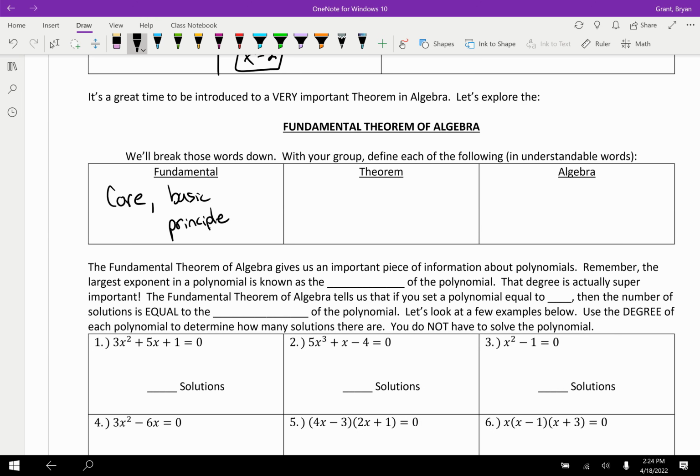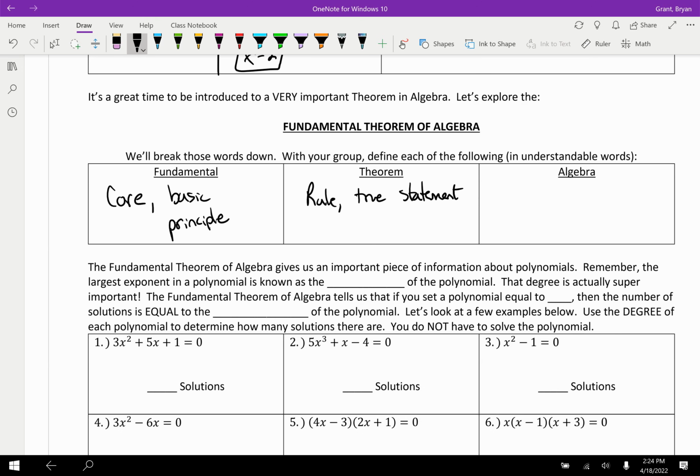Now, what's a theorem? A theorem is a rule, or it's something that's understood to be true. So it's like a true statement, right? A lot of times in science, you'll put together a hypothesis, a thought: is this going to be true? And then you'll prove your hypothesis and say, okay, this is a theorem. I am convinced this is true. So this is a core rule of algebra.